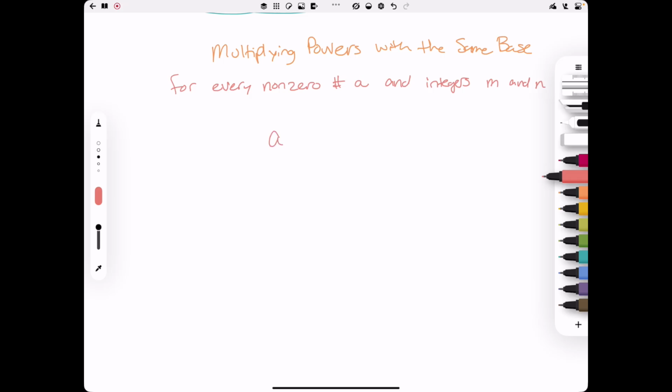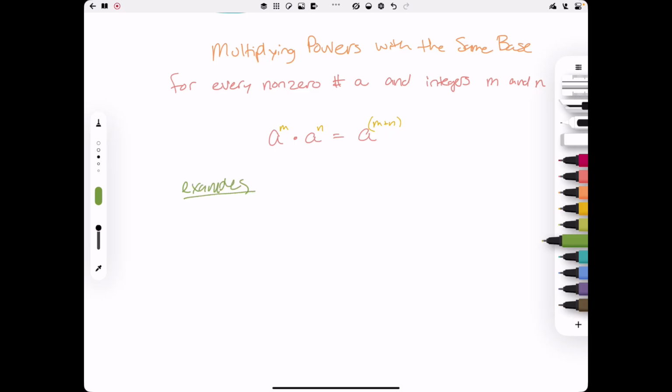a to the m times a to the n. We could write it as a to the what? m plus n. Yes, m plus n. I'm adding the parentheses. Your book does not have parentheses there. Just as a side note, you need to add those powers before doing anything, right? So quick examples. You can help me in answering them.